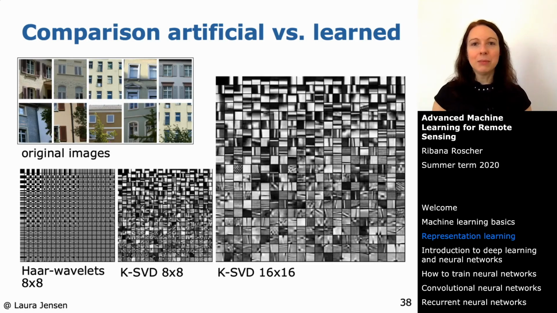And to show you an example, you can see here a comparison of an artificial and a learned dictionary. The dictionaries were learned on images of facades. So first of all, we took facade images, then we only took the gray values and normalized the data, and then we applied K-SVD. You can see that the dictionary you learned with K-SVD shows much more the structure of the facades, not like the Haar wavelets, which would be the same independent of the data.